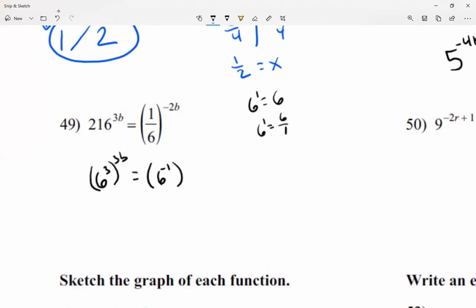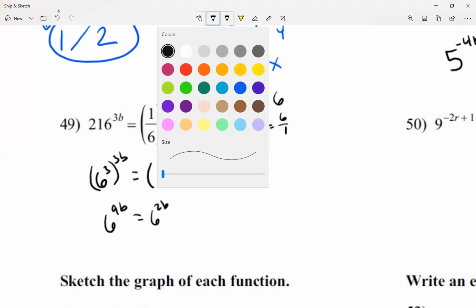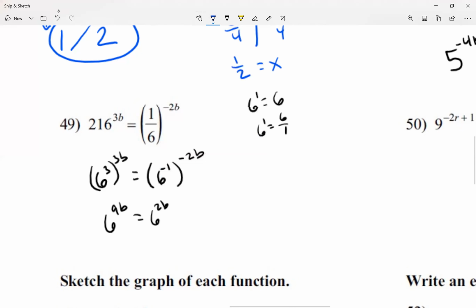Outside of my parentheses, I still have a negative 2b. Remember, I have to multiply the number inside with the numbers outside. So I'm going to have 6 to the 9b is equal to 6 to the 2b. Now that I have the bases equal, I'm going to let the exponents equal each other. So I have 9b is equal to 2b.